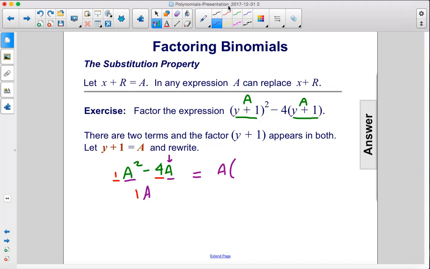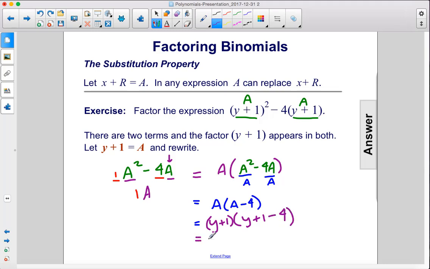Now we don't need to figure out what we're left with here. So we have a squared minus 4a. We can divide each term by our greatest common factor of a, and we are left with a times (a minus 4). And then all we have to do is plug in y plus 1 back into this to solve. So we have (y plus 1) times (y plus 1 minus 4), which gives us y plus 1 times y minus 3.